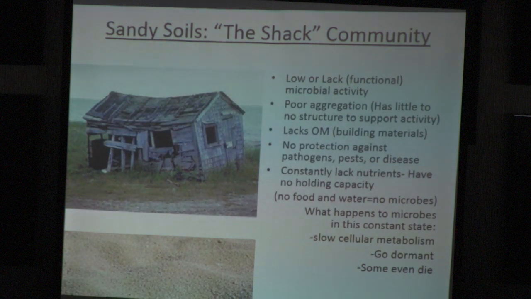So yes, again, with the poor aggregation. It has no protections against pathogens, pests, and disease, so it's very easy for them to get in there. And again, they have a hard time holding water. So in times of drought or extensive heat, they have little ability to access water because it's already filtered through so quickly. When this happens, it slows the cellular metabolism down. They either go dormant or some even die because they need that access to water.